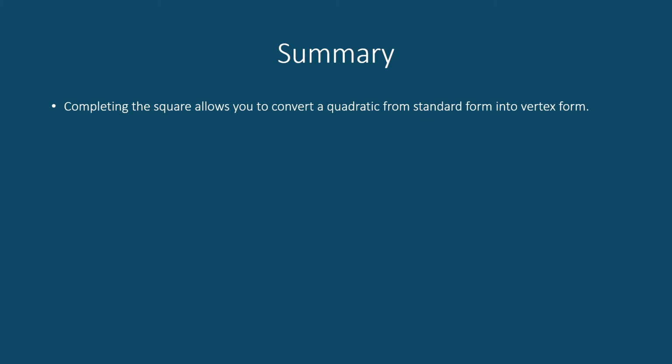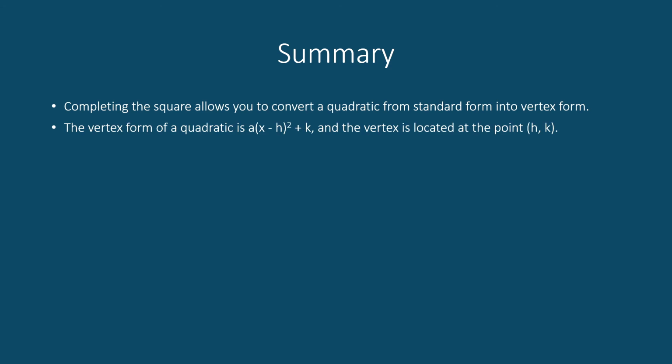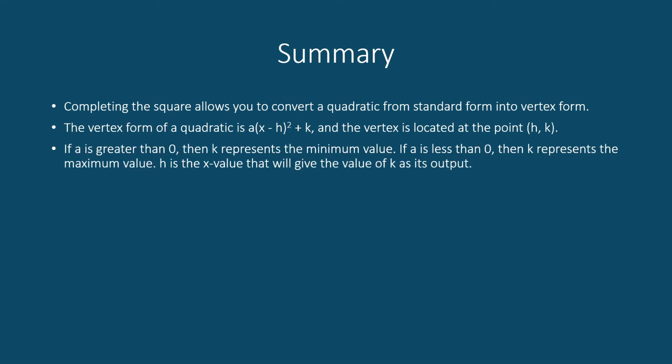To summarize, completing the square allows you to convert a quadratic from standard form into vertex form. The vertex form of a quadratic is a bracket x minus h squared plus k, and the vertex is located at the point h comma k. If a is greater than 0, then k represents the minimum value. If a is less than 0, then k represents the maximum value. H is the x value that will give the value of k as its output.